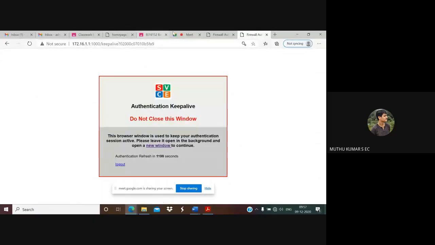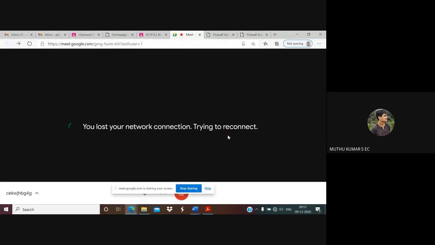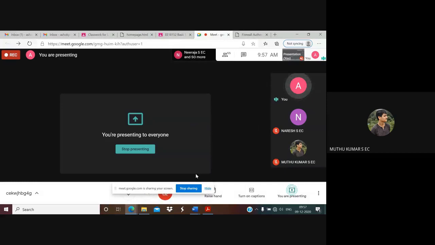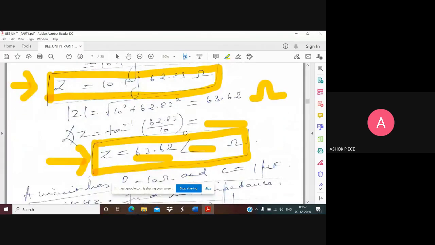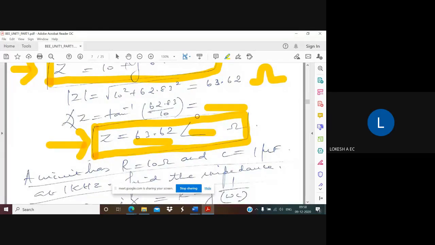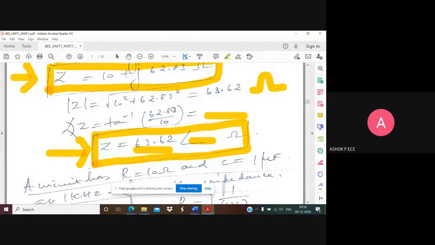Sir. Sir, you are stuck. Yes, sorry, there was a network issue. So is this magnitude angle notation clear? Anybody has doubts? Yes sir, what is the angle for that sum? I didn't have the calci. You can try it with your calci. Just a second. Okay, yes sir, I have calci.